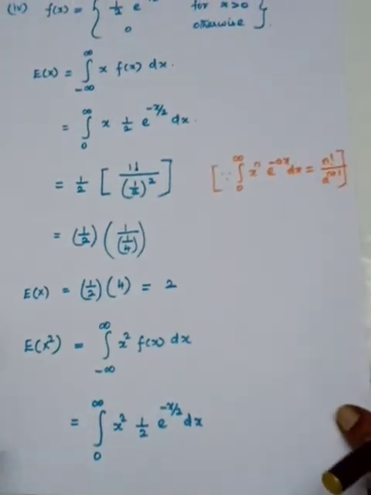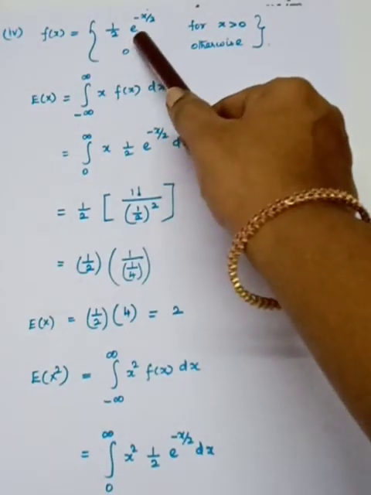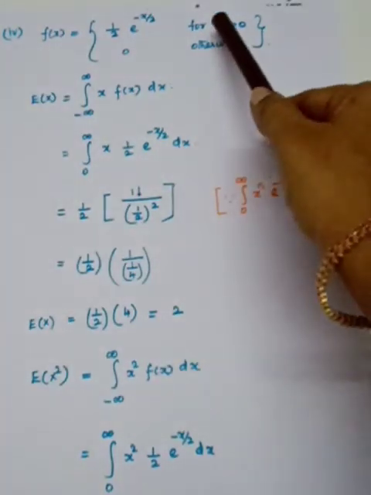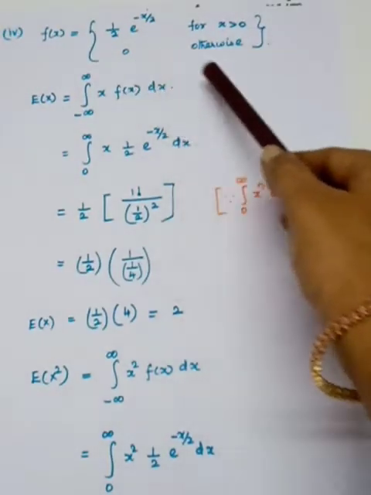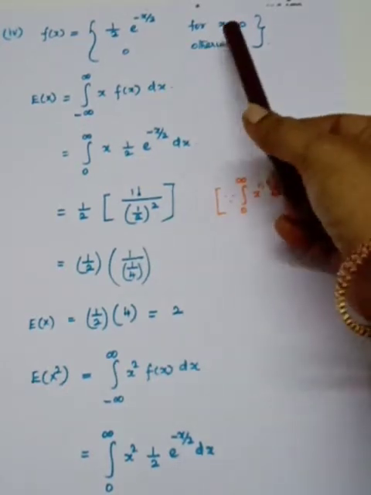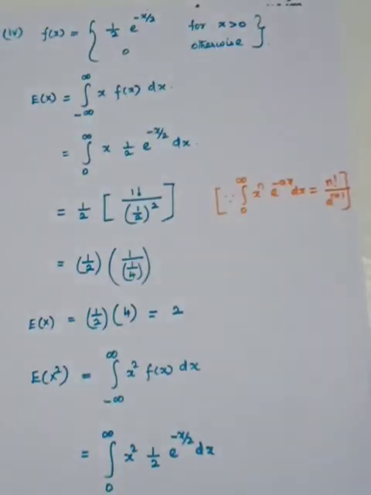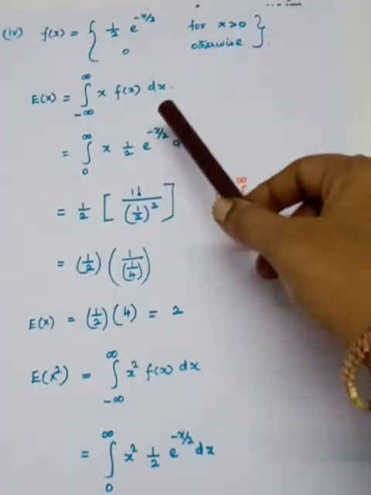Coming to the fourth subdivision, f of x is given as half into e power minus x by 2 for x greater than 0, 0 otherwise. X is greater than 0 means what? It is 0 to infinity. So infinitely many number of values. Therefore it is a continuous random variable. So E of x, you have to use integration. Integral minus infinity to plus infinity x f of x into dx.